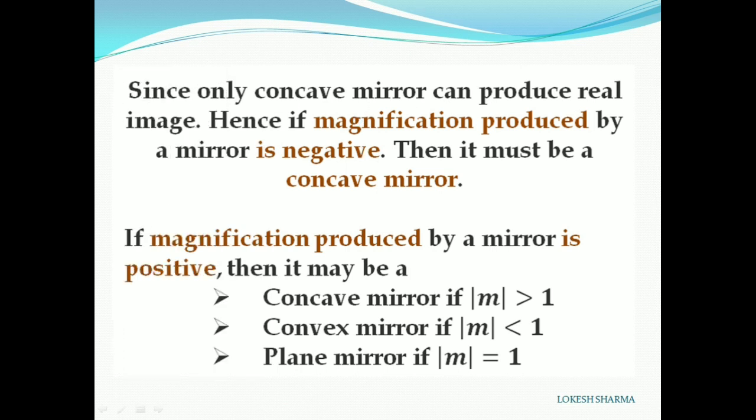Since only concave mirror can produce real image, hence if magnification produced by a mirror is negative, then it must be a concave mirror. And if magnification produced by a mirror is positive, then it may be a concave mirror, convex mirror or a plane mirror. Then if magnitude of m is greater than 1, then it is a concave mirror, because concave mirror form enlarged virtual image. If magnitude of m is smaller than 1, then it is a convex mirror, because convex mirror form diminished virtual image. And if magnitude of m is equal to 1, then it must be a plane mirror, because plane mirror form a virtual image of same size.